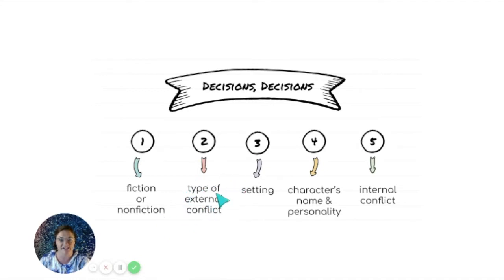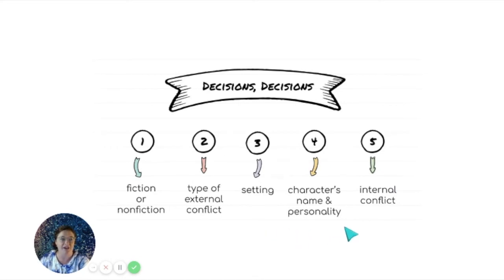Number two, you're going to have to decide on your type of external conflict. Is it going to be character versus character, character versus nature, character versus society? You need to choose. The setting. Where will your story take place? I want to know from the beginning, where is the story taking place? What is the time period of your story? Next, you're going to decide on your character's name and some personality traits of your character. And then what type of internal conflict is your character struggling with? So these are the 5 aspects of your short story that we're going to do some pre-writing with today.